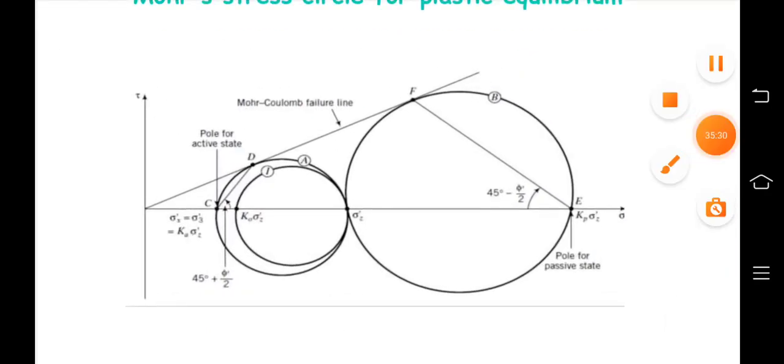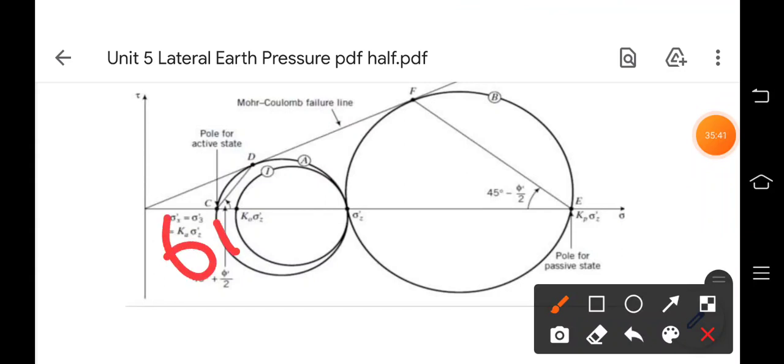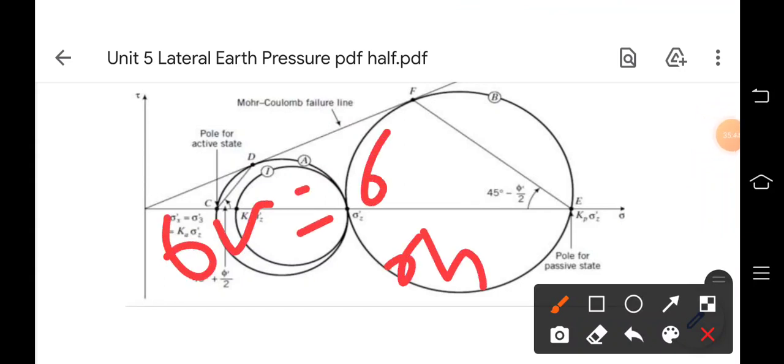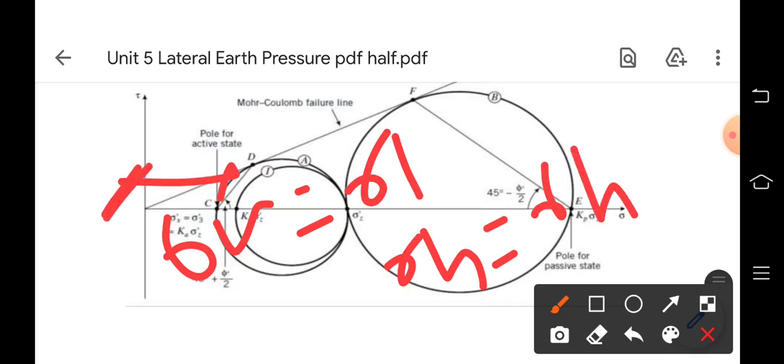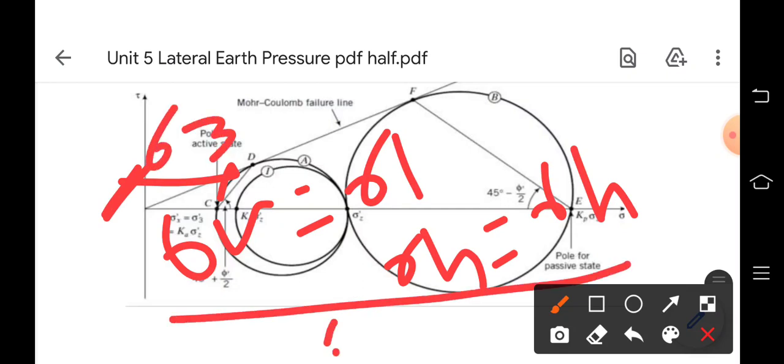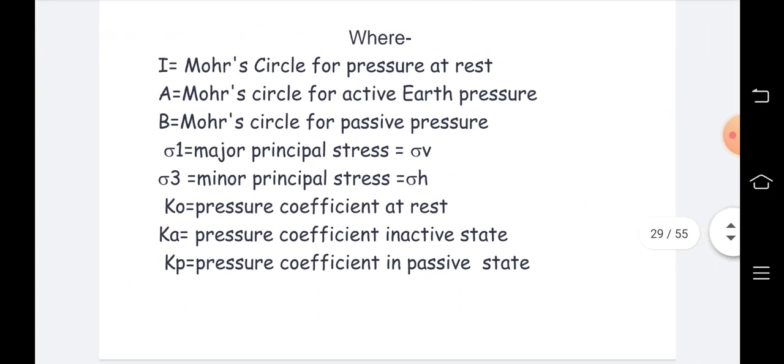And what is meant by sigma 1 is the major principal stress, and sigma 3 is the minor principal stress. Sigma 1 is nothing but our sigma v, the vertical stress, and sigma 3, the minor principal stress, is sigma h, the horizontal stress. We know that there are two stresses, one vertical and one horizontal. So we can consider sigma v as sigma 1, the major principal stress, and sigma h as sigma 3, the minor principal stress.